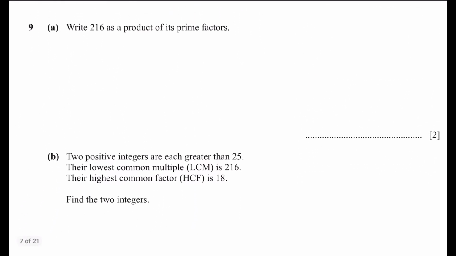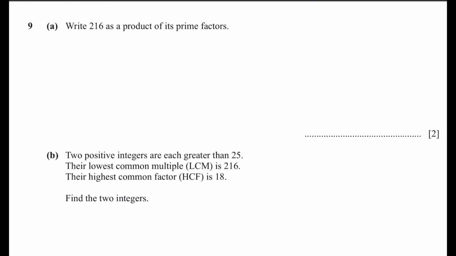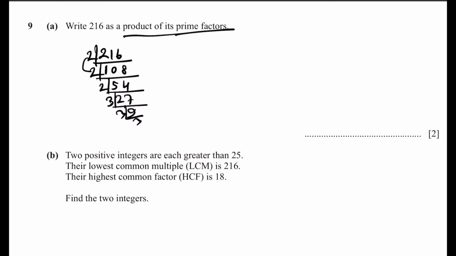Let us go for question number 9. 216 as a product of prime factors. So we know how to solve these things. 216, if we divide this by 2, we get 108, then 54, then 27, then 3, 9, then 3, 3. Since we are going to write it as a product of prime factors, 2 times 2 times 2, that is 2 cube, and 3 cube. 2 cube times 3 cube.